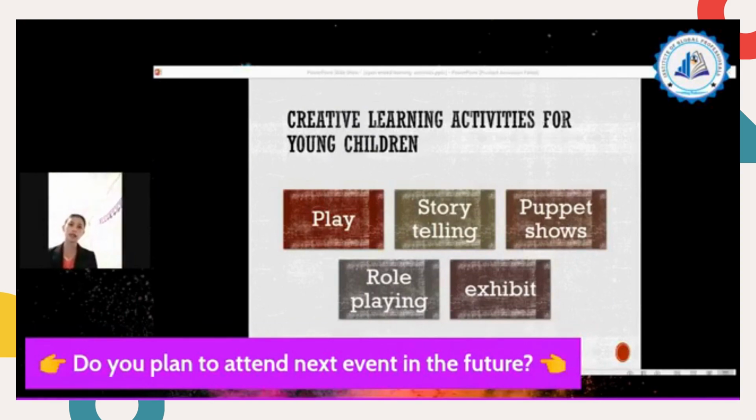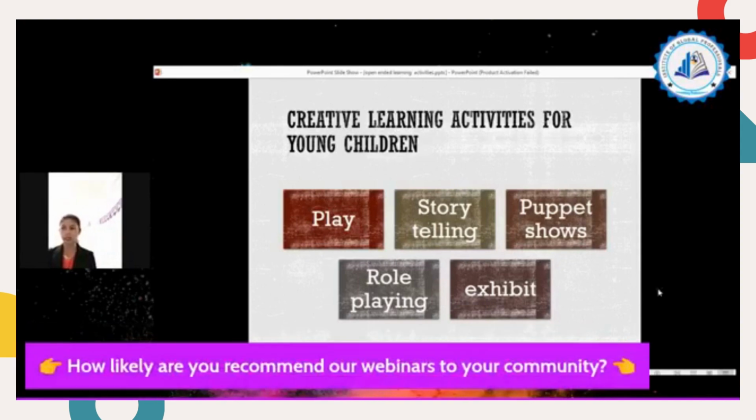Next is the creative learning activities for young children. As I've told you earlier, I am a teacher of primary learners. So these are some activities that you can do with your pupils, with your students: open-ended play, storytelling, puppet shows, role-playing, exhibits. So these are the creative learnings that will be showcasing the open-ended learning activities. Okay, next.